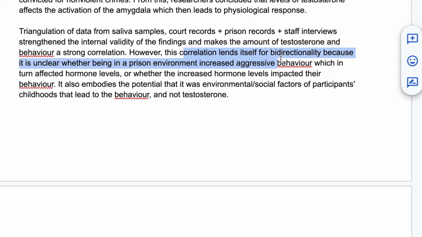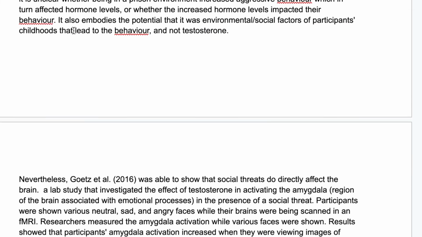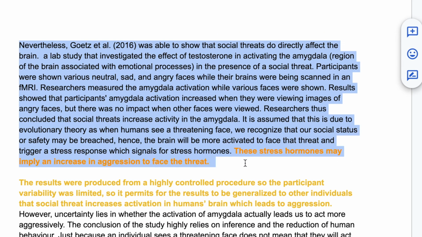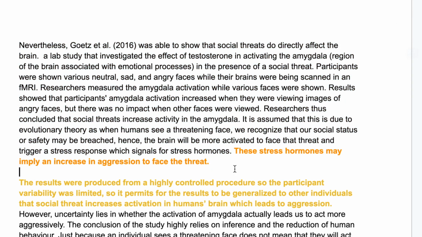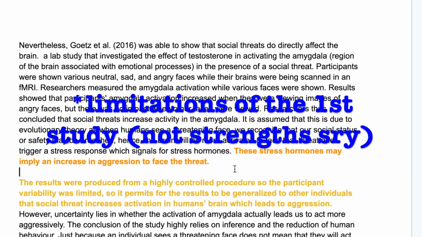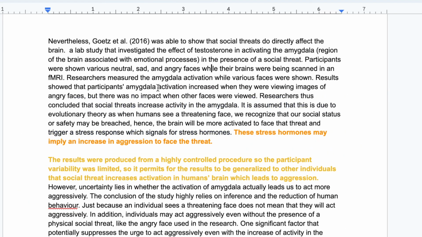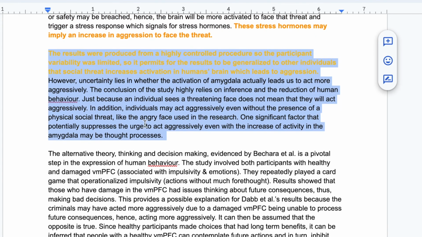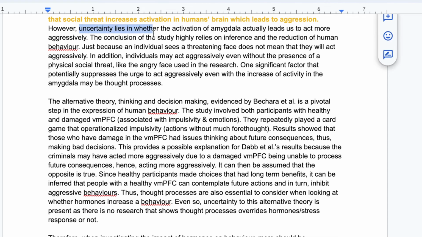However, this correlation lends itself to bidirectional ambiguity. And so I unpack it. And then the second study, which helps to develop the study further. Usually you'll choose a study that has contradictory results to the first one, or you could choose one that addresses the strengths of the first one. So here is the AMPRC, and then here is the evaluation, and then the limitation was the uncertainty in whether the activation of the amygdala actually leads us to act more aggressively.